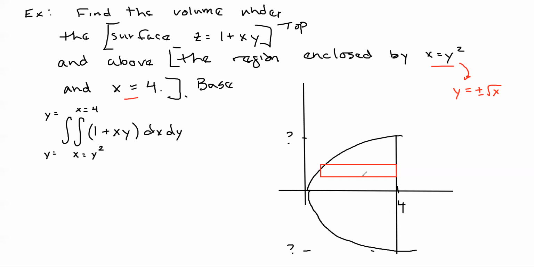Well, we have x is y squared and x is 4. We've got two functions here. If you set those equal, we could create an equation that just had y's in it. So you'd end up with 4 equals y squared, and then plus or minus 2 equals y. So we would go from -2 to +2.